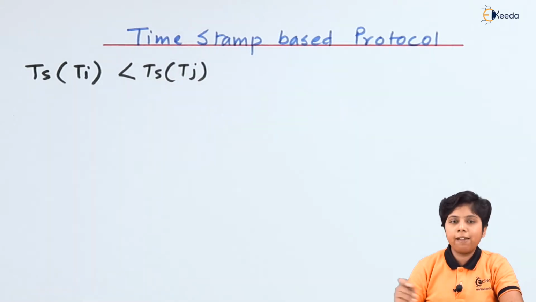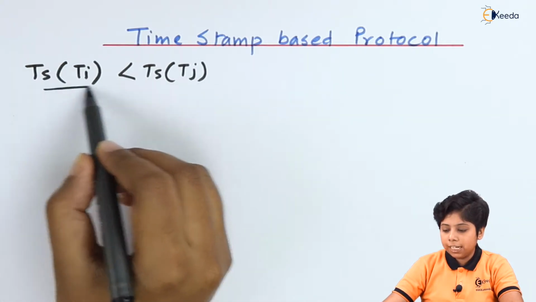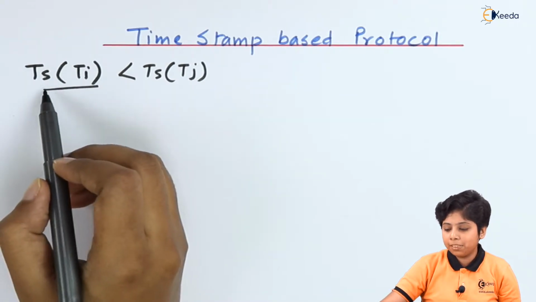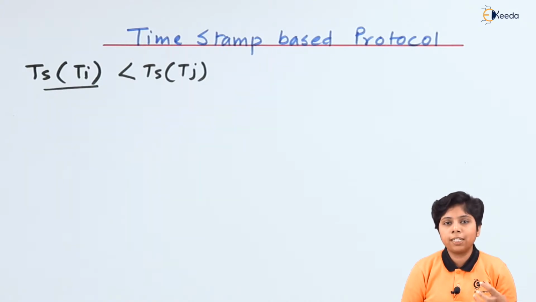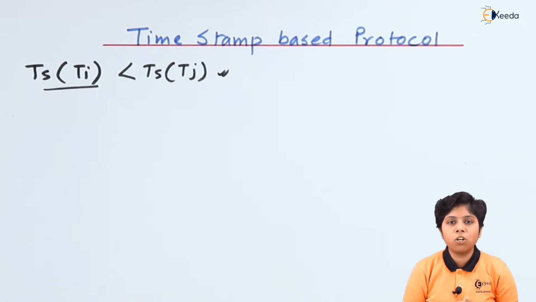that means another transaction TJ arrives in the schedule after TI. TI has appeared first, that is why its timestamp is less than the timestamp of TJ. So it is the arrival time of a particular transaction. At the completion of one transaction, we can assure that another transaction is starting. Now, if this is how it is defined, then we have two issues associated with this protocol.